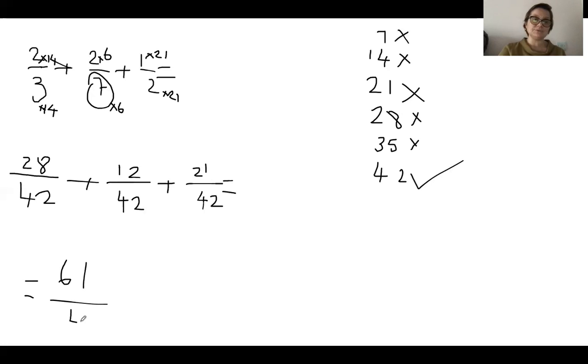61 over 42. Okay, now again, this is an improper fraction. So we need to change this one to a mixed number. So there is 1 whole 42 into 61. And what is the remainder of 42 to 61? Now 42 to the nearest multiple of 10, to 50, is 8. 8 to 50 plus another 10 to 60, 18 plus 1, 19. So 19 over 42. And there is no common factor for 19 and 42, so this is the final answer.